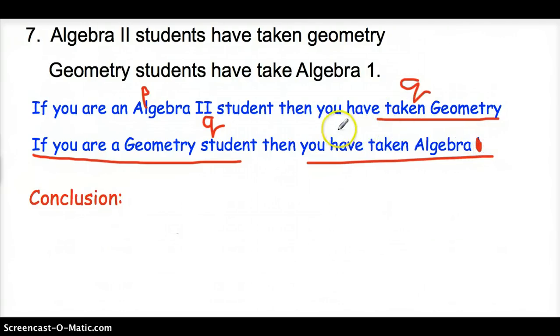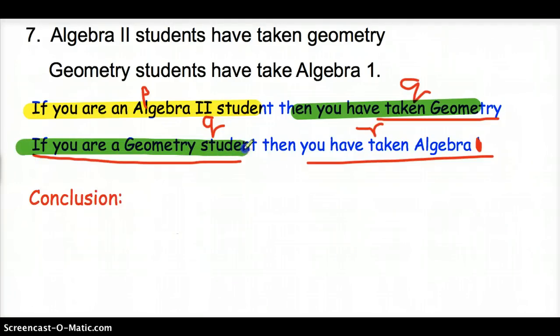And this is a whole new concept. I have Algebra 2, I have geometry, now I have Algebra 1. This would be my R. So this is the pattern for syllogism. I have my P, then I have my Q, and my beginning second statement starts out with my Q, my geometry students, and then I come through with my R, which is Algebra 1.